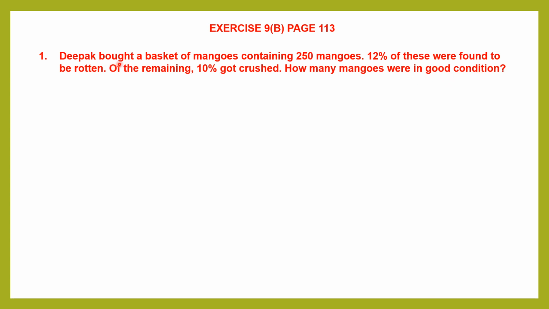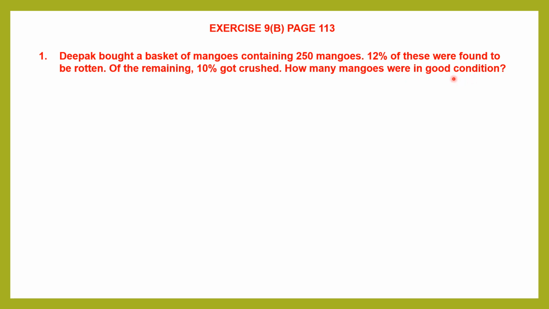Okay, so here we are talking about a person called Deepak who bought a basket of mangoes. Now, how many mangoes were there? 250 mangoes were there in the basket. Now, out of this, 12% were rotten. So, it has to be removed, isn't it? 12% of the mangoes were rotten. So, that many mangoes have to be removed. Now, there are some mangoes remaining. Of the remaining, 10% got crushed. So, even that has to be removed. Now there is some remaining and those are good mangoes. Now the question is, how many mangoes were in good condition?